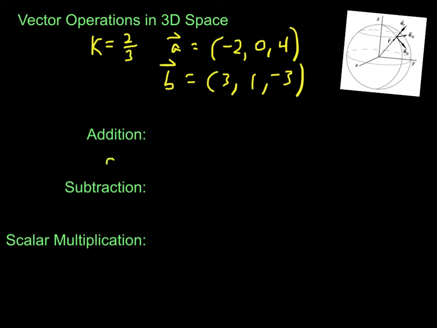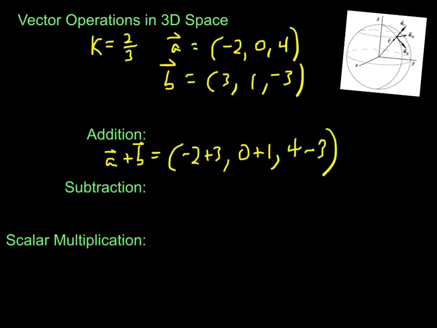Addition. If I'm going to add A plus B, I have negative 2 plus 3, 0 plus 1, and the z values, 4 plus a negative 3, which is the same as 4 minus 3. Do your math. You're going to get 1 for the x, 1 for the y, and that was a coincidence. I didn't mean for that to happen. 1, 1, 1 was the addition.